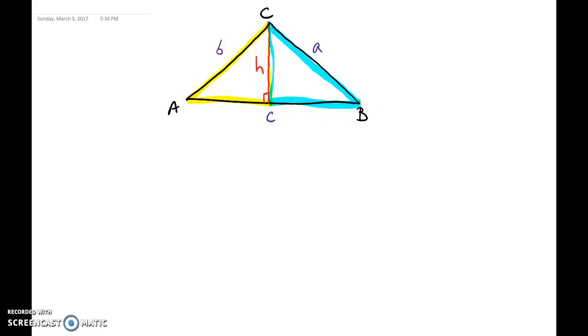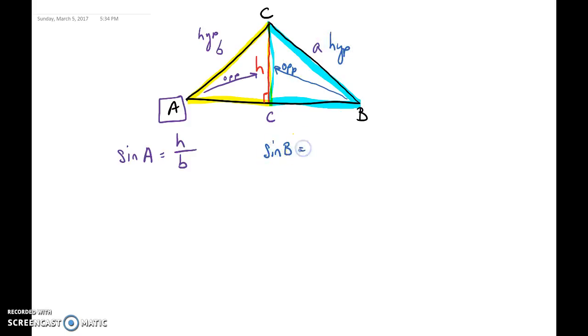All right, so now with our right triangles, if I wanted to, I could highlight this angle A, and I know that H is my opposite side, and then I know that B is my hypotenuse. So I can say that sine of angle A is equal to my opposite H over top of my hypotenuse B. All right, and then from the other side, I can do the same thing. I know that this H is opposite of my angle B, so that's my opposite. I know that A will be that triangle's hypotenuse, so I can then say sine of angle B is equal to my opposite H over top of my hypotenuse A.